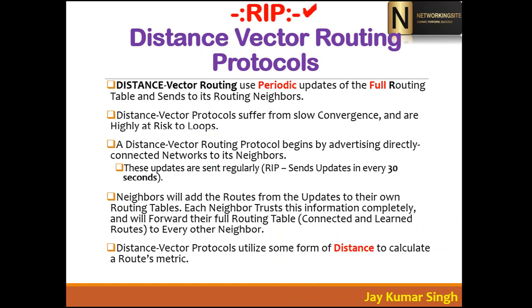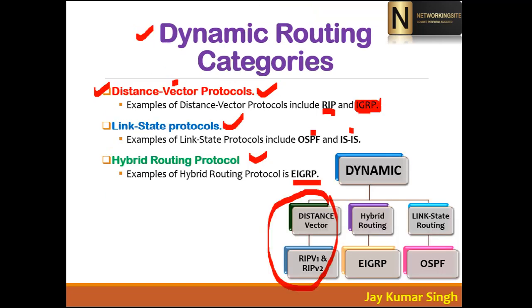So RIP is a distance vector routing protocol. Distance vector routing protocols use periodic updates. Here you can see that the dynamic routing protocol is divided into three sections: distance vector, hybrid, and link state. Now we are talking about distance vector, and when we talk about distance vector, we mean RIP, because IGRP is not in use.